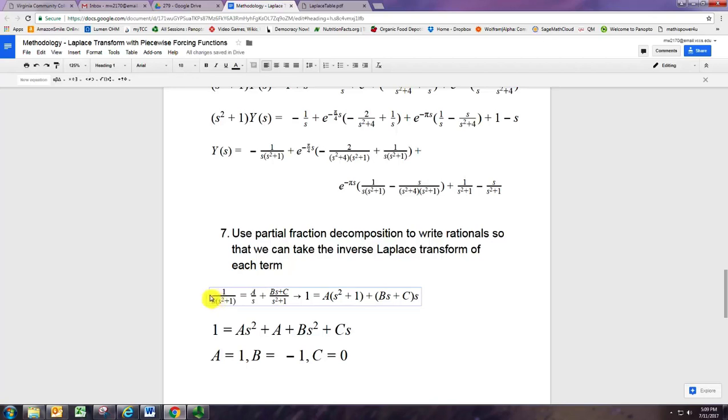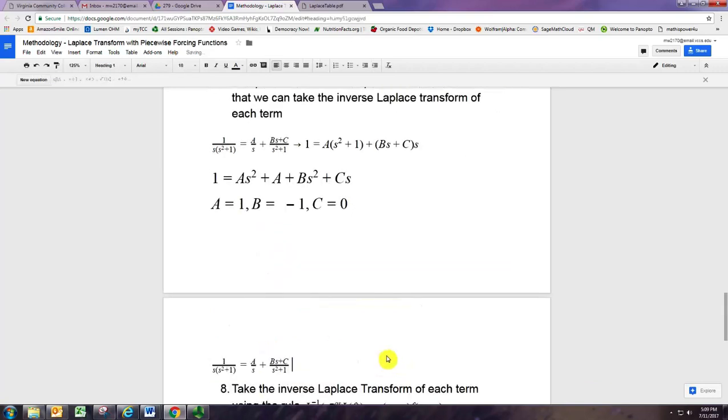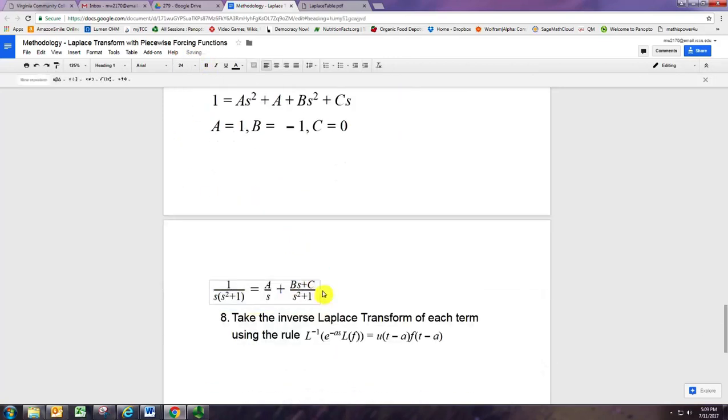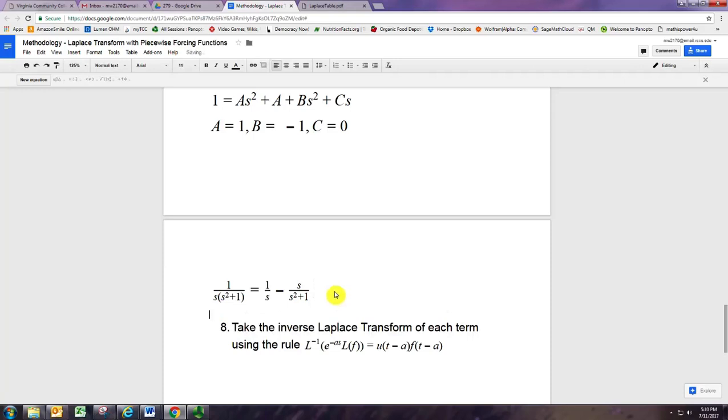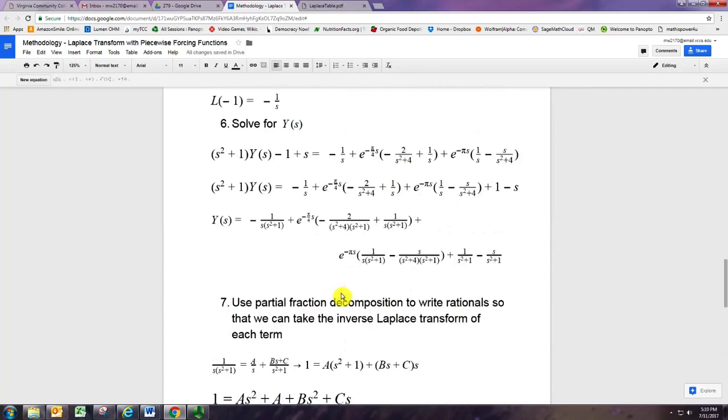So this tells us how to decompose this thing. Right, A is going to be 1, B is going to be negative 1, and C is going to be 0. So we get that decomposition there. Let's go ahead and write it as negative there. Right, that's good. We've got a couple more that are pretty straightforward.